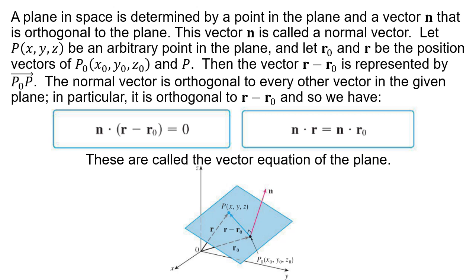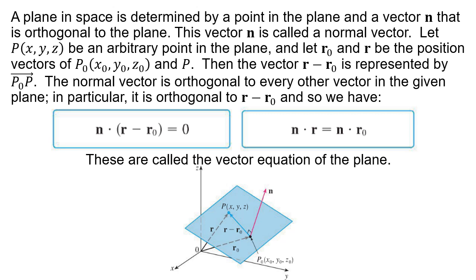And the normal vector is the one coming out of the plane. That would be the reddish line in the picture below. That's orthogonal to every other vector in that plane. And since it's orthogonal to every single vector in the plane, then it has to be orthogonal to the one vector that we're worried about, which is r minus r naught. And so we could have that the normal vector dotted with that subtracted r minus r naught would have to be 0.